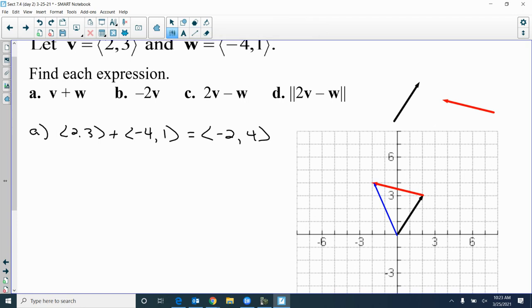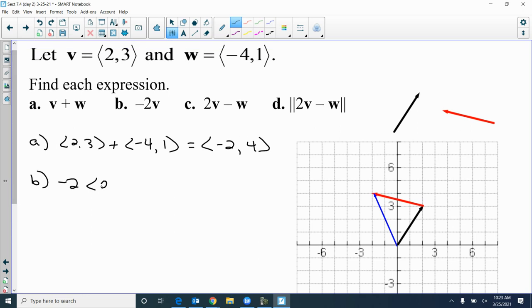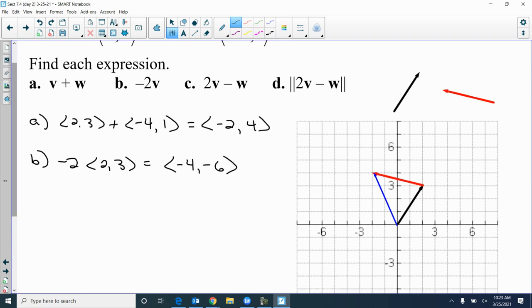So for negative 2V, you just take negative 2 times 2, 3, and you're going to get negative 4, negative 6. It's going to be going in the opposite direction. It's going to be twice as long. That's all that's going to happen there.